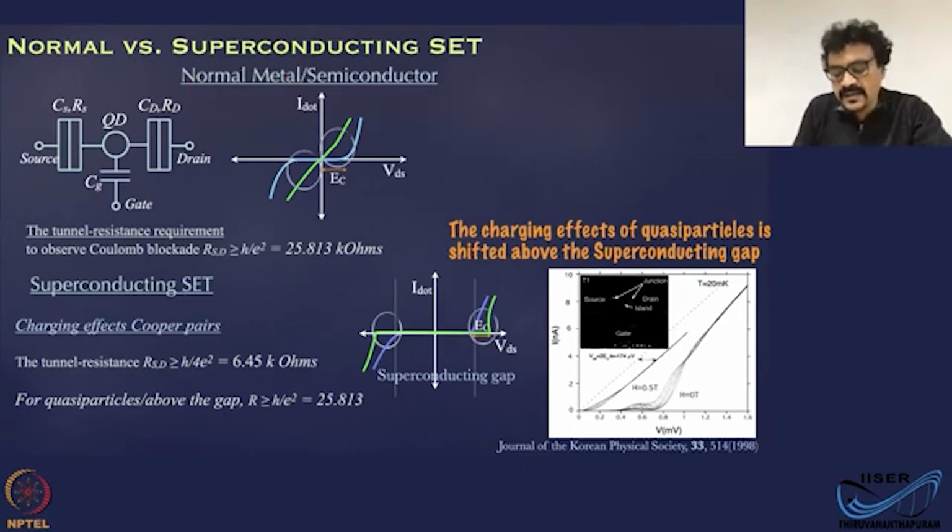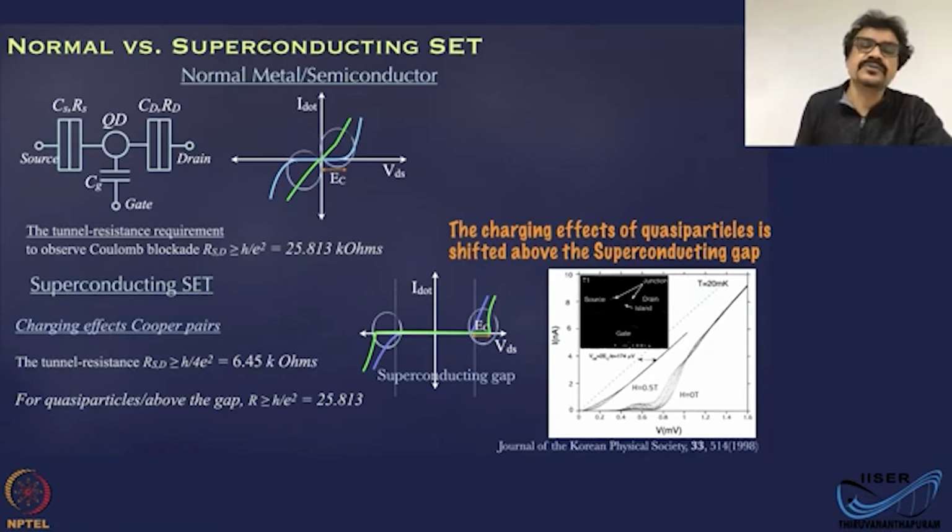For a normal metal or semiconductor single electron transistor, the IV trace is going to look something like this, where you have a blockade region which you can lift by the application of a gate voltage, and the width of this blockade region is going to give you the charging energy. Here is a general circuit representation of a single electron transistor, where the island is connected to source and drain, as we just discussed in the previous slide, through tunnel junctions.